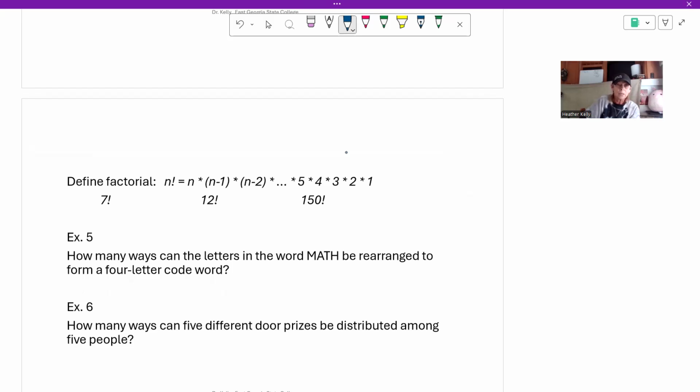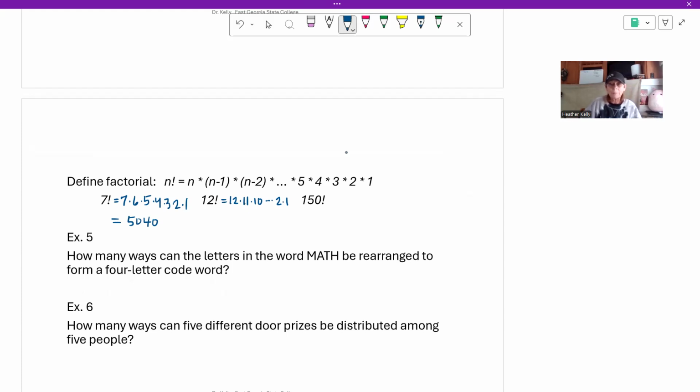So let's see here. So 7 factorial is equal to 7 times 6 times 5 times 4 times 3 times 2 times 1. And when you do that in your calculator, you get 50,040. And 12 factorial is 12 times 11 times 10 all the way down to times 2 times 1.